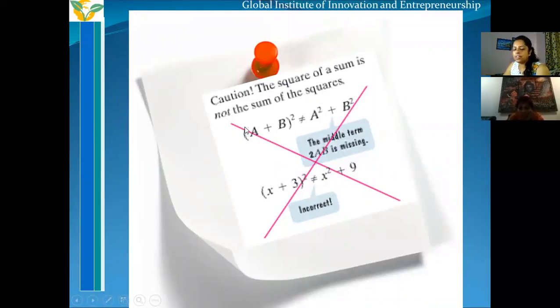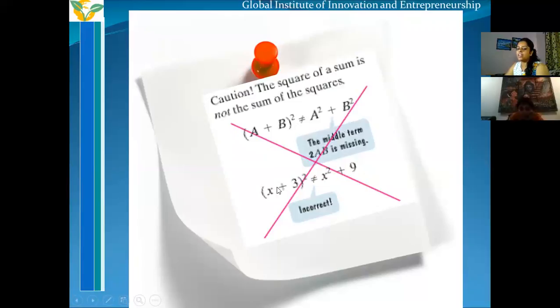So you all know that a plus b whole square is not equal to a square plus b square. Why is it not equal here? Because we already solved a plus b whole square as a square plus b square plus 2ab. In this case, you are not able to see 2ab here, right? Therefore, a plus b whole square is not equal to a square plus b square.